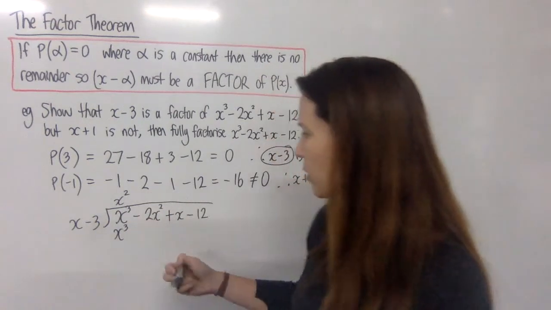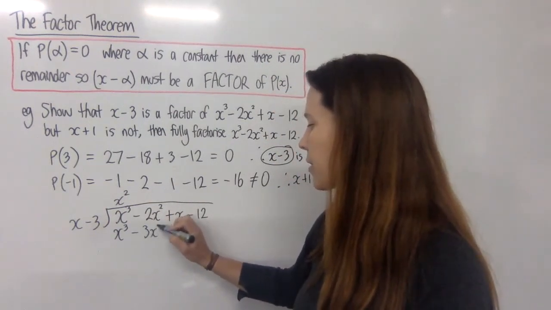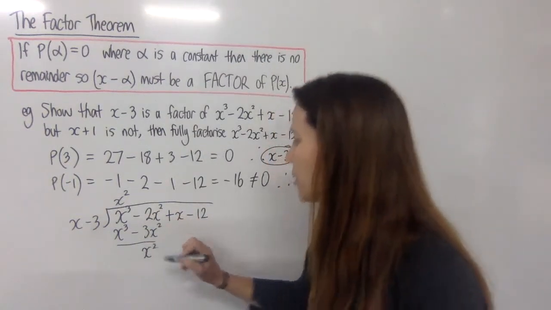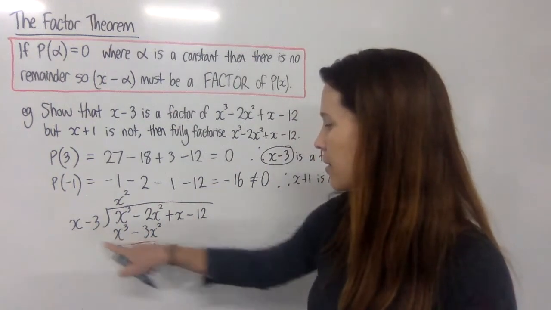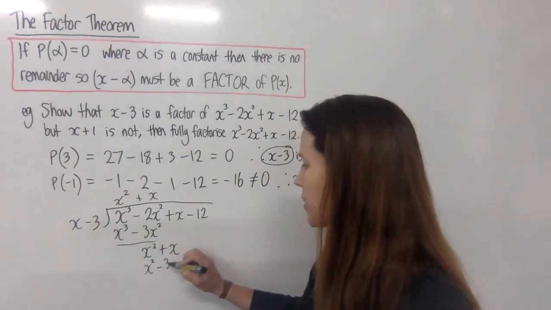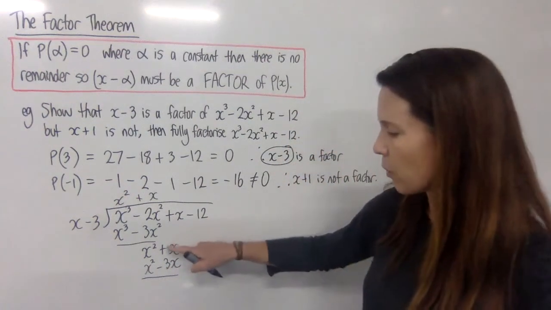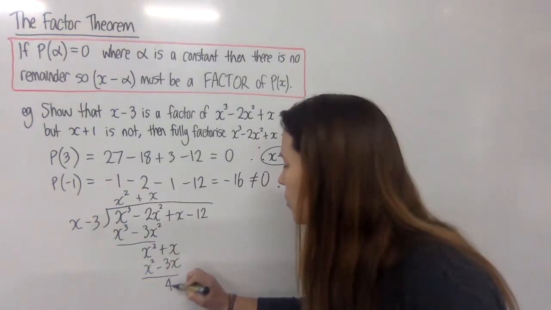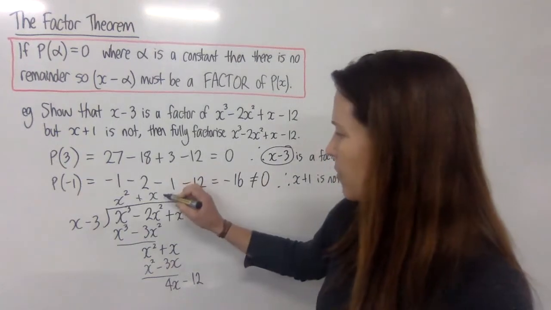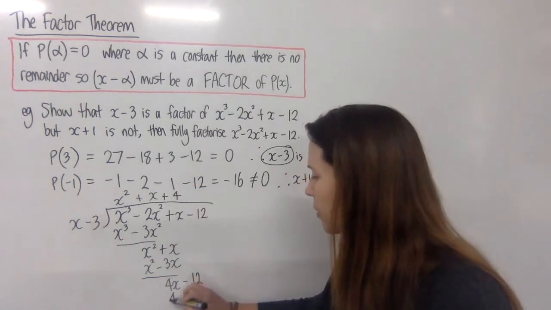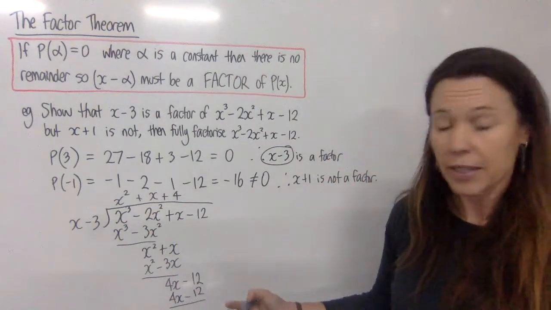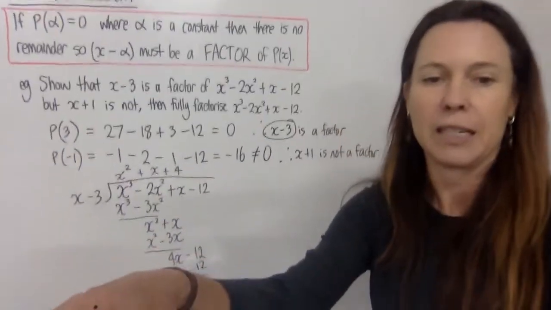We should be getting quite good at this now. And we've got minus 3x squared here. Minus 2 minus minus 3 is plus 1. So I have x squared plus x, and that gives me an x here. x squared minus 3x there. And now I've got 1 minus minus 3, which is 1 plus 3, or 4 x's. I can bring down my minus 12. And that gives me plus 4 here, and that will give me that, and minus 12 there. And you can see that my remainder is 0.